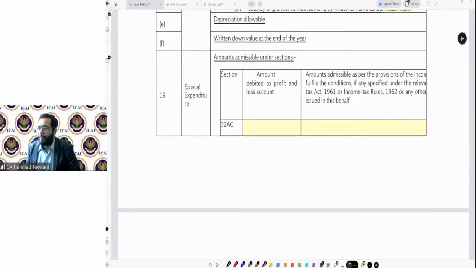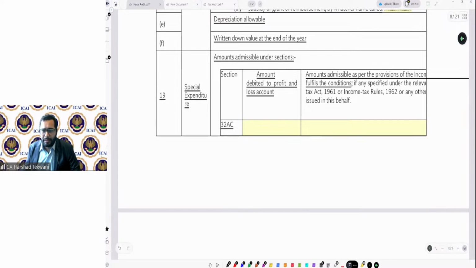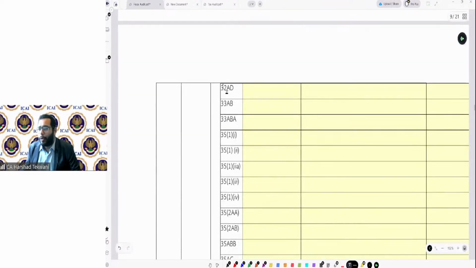Like for example, 32AC, investment in new plant and machinery, 15% deduction you get of the actual cost of the new qualifying asset. Then you need to provide the amount debited to profit and loss account for that particular section, and then the amount admissible under the provisions of the Income Tax Act for this particular section. So that is there. Then 32AD.